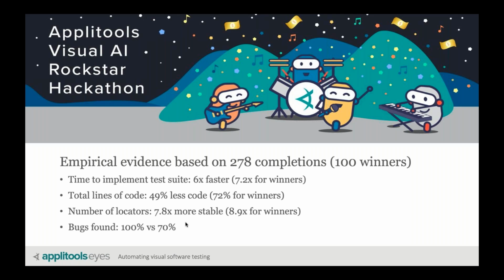Less lines of code, which is very critical. 72% less lines of code. This means, of course, less maintenance. The number of locators, as you can see, was about 10 times more stable for winners. This means that we're not dealing with those flaky selectors when we have to validate them. We don't have to wait for the page, all these waits and sleeps that everybody is adding. We just run the test, grab the screenshots when the page is ready, and we're done. And the bugs found with visual testing, we found 100% of the bugs that were injected into the page versus 70% that functional caught. That's because when you're writing functional, you're only testing what you think might break.